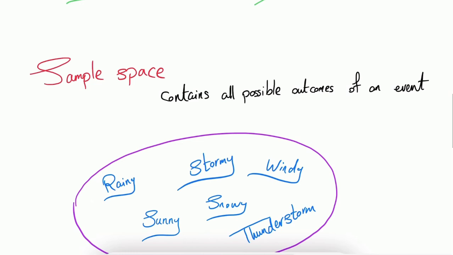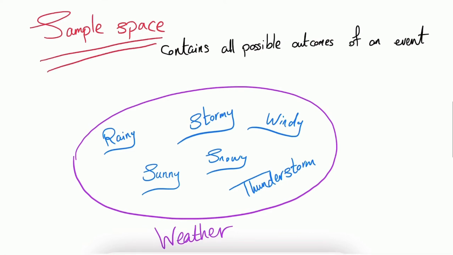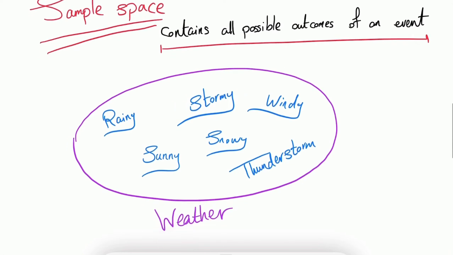Now we move on to one of the most important and basic concepts in the world of probability, and that is sample space. As you see here, this is the definition of the sample space. It says that a sample space is a space that contains all possible outcomes of an event. And it depends on what event we're talking about. I have some examples here for you, don't worry.